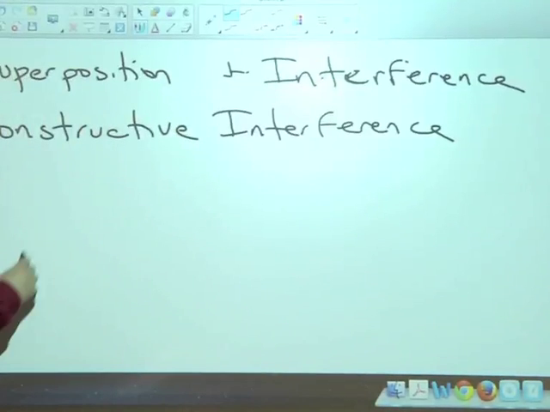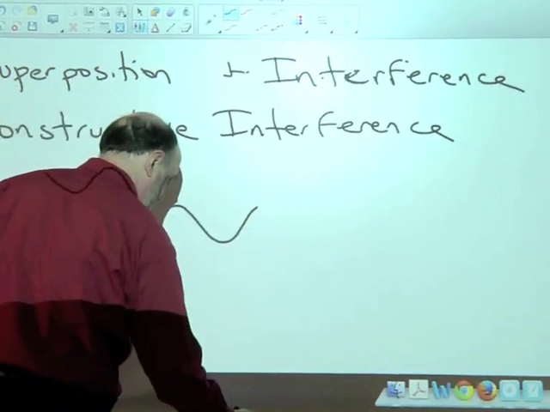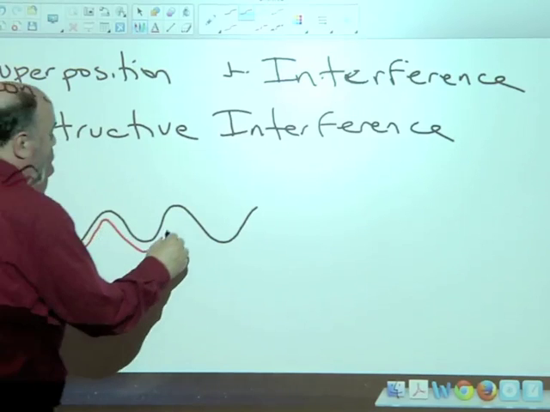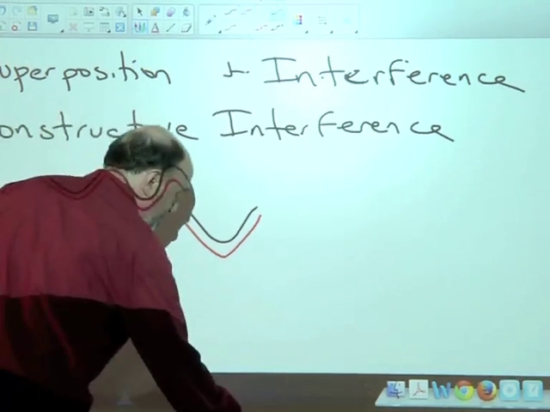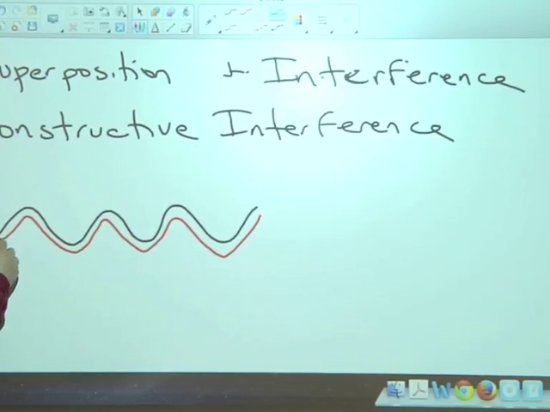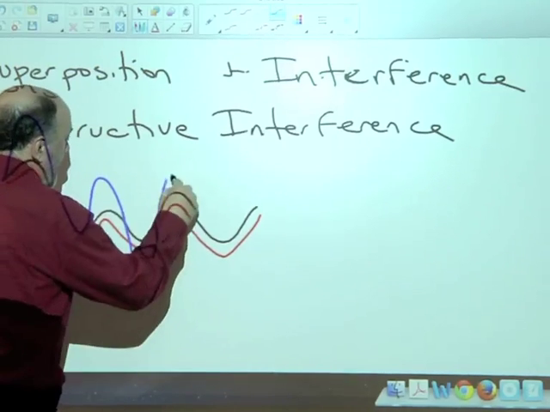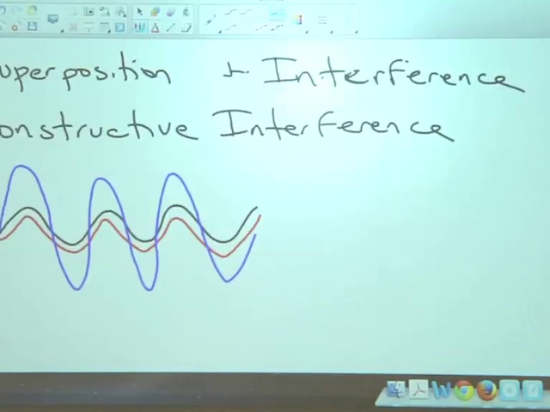In constructive interference, we have our first wave going like this. We have our second wave going like this, so eventually it matches it. The net result is we end up with a new wave that has basically twice the amplitude. Like kind of additive, they add to each other. So that's constructive interference.